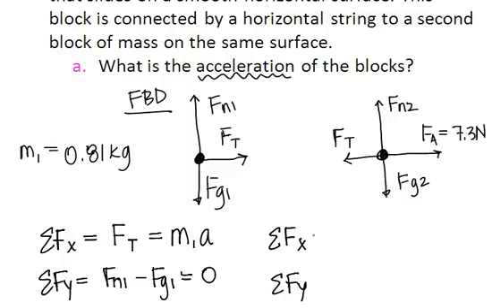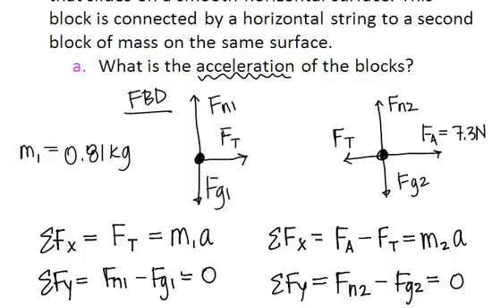All right, on the M2, we have the applied force to the right. We have the tension force to the left, so it's negative. Now, the system is accelerating because I'm looking for the acceleration, so it's not balanced, it's not an equilibrium, so it equals MA. So now we've summed the forces, we can solve.